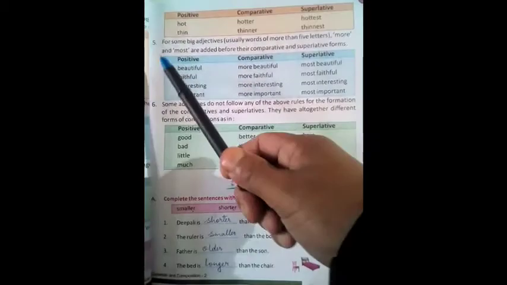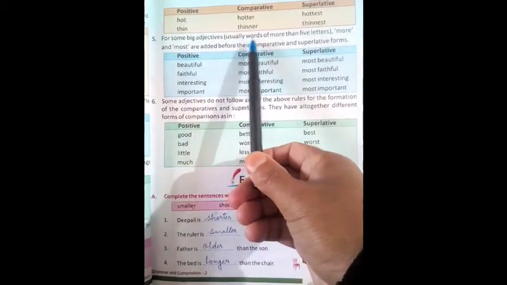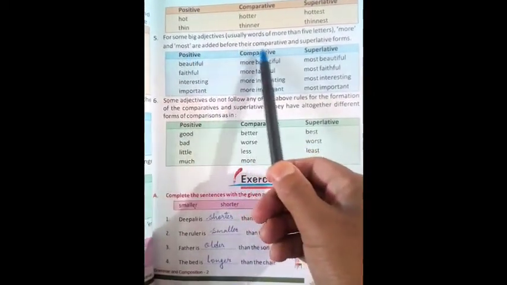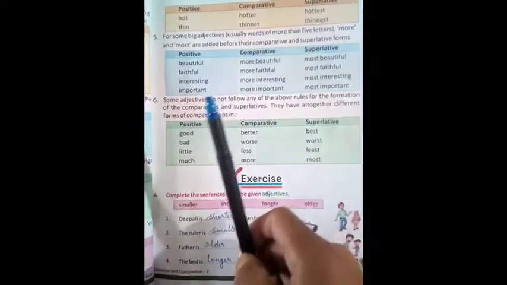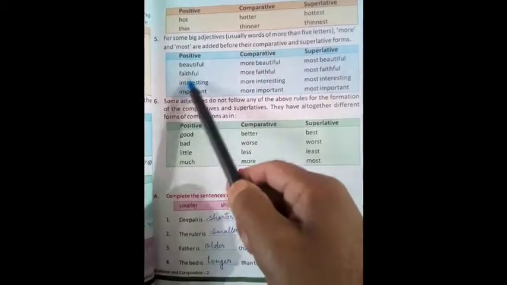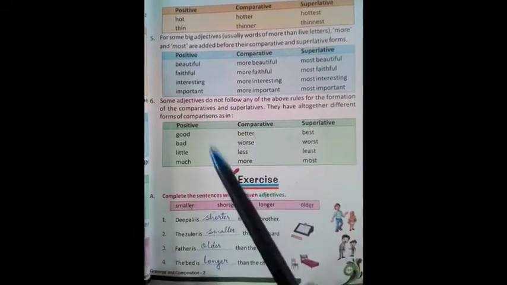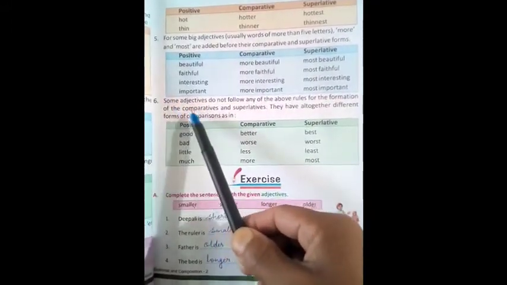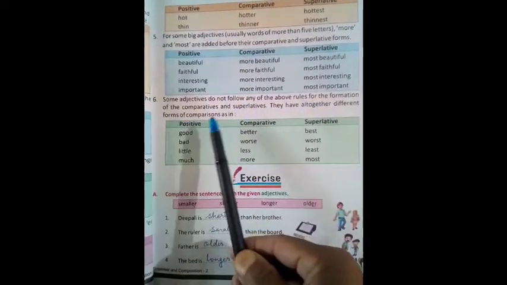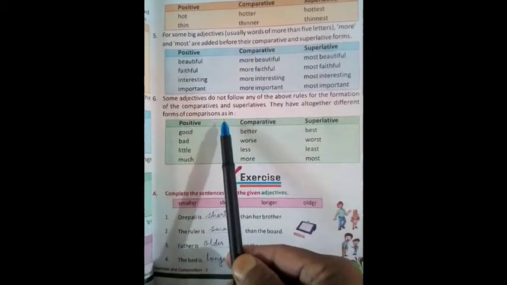Now go to number 5. For some big adjectives, which means usually words of more than 5 letters, more and most are added before their comparative and superlative forms. Suppose like beautiful, more beautiful, most beautiful, faithful, more faithful, most faithful. Now go to number 6. Some adjectives do not follow any of the above rules for the formation of the comparative and superlative. They have altogether different forms of comparison as in.